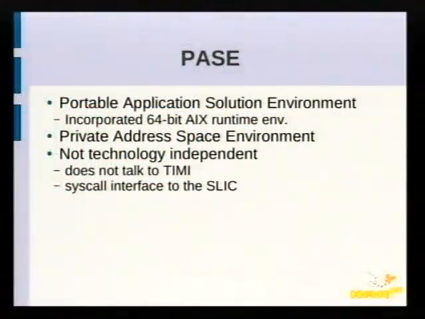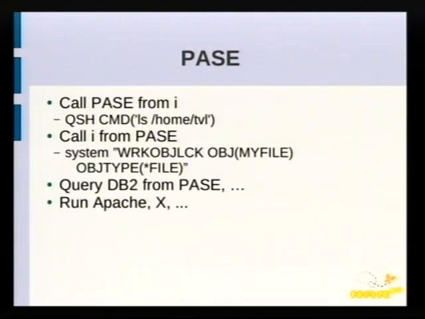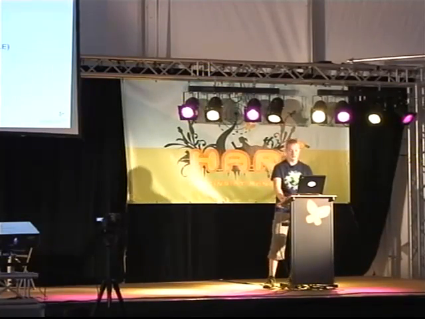So, some other environments that are available on the system is PASE. This is an incorporated 46-bit runtime environment available inside the IBM i. One thing about the system is that it's not technology independent. It does not speak to the machine interface, but has a syscall interface to the kernel instead. And you can use PASE from IBM i and call IBM i from PASE and do all kinds of stuff like run queries and even run X and Apache.